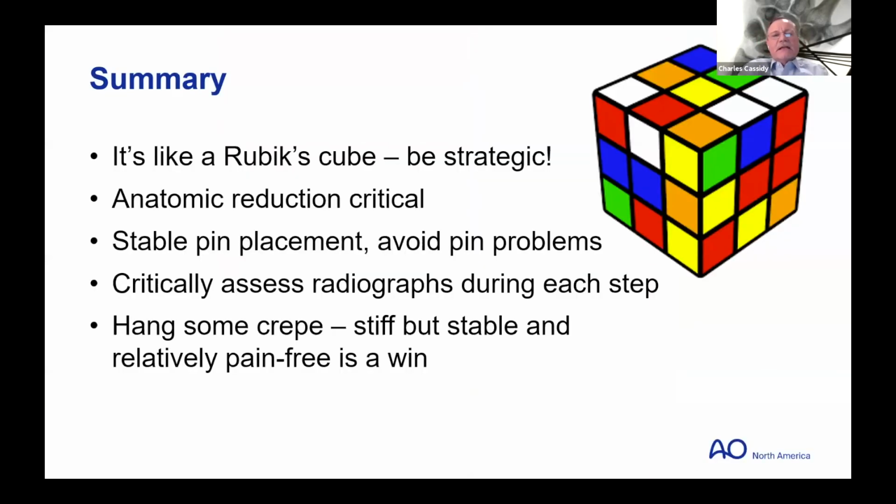So in summary, it's like a Rubik's Cube. Be strategic. Anatomic reduction is critical. Stable pin placement, avoid pin problems. Make sure you cut them deep enough, because if the pins erode through the skin, it's a bad problem, especially if it happens early. Critically assess the radiographs during each step. And I always, before the surgery, hang some crepe. A stiff but stable and relatively pain-free wrist is a win.